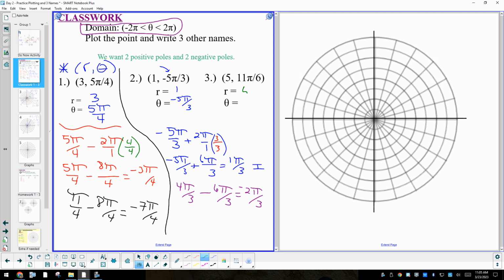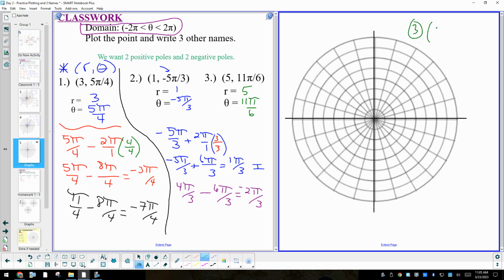5. Theta is 11 pi over 6. All right, so this is number 3. So, all right, what quadrant are we dealing with? 4. 4, right? And it's going to be this guy, right? In the 4th. So, and it's a 5. So this is where rulers really are good because it's hard. Your eyes like, all right, so 1, 2, 3, 4, 5. Okay, so that's 5, and then 11 pi over 6, right?